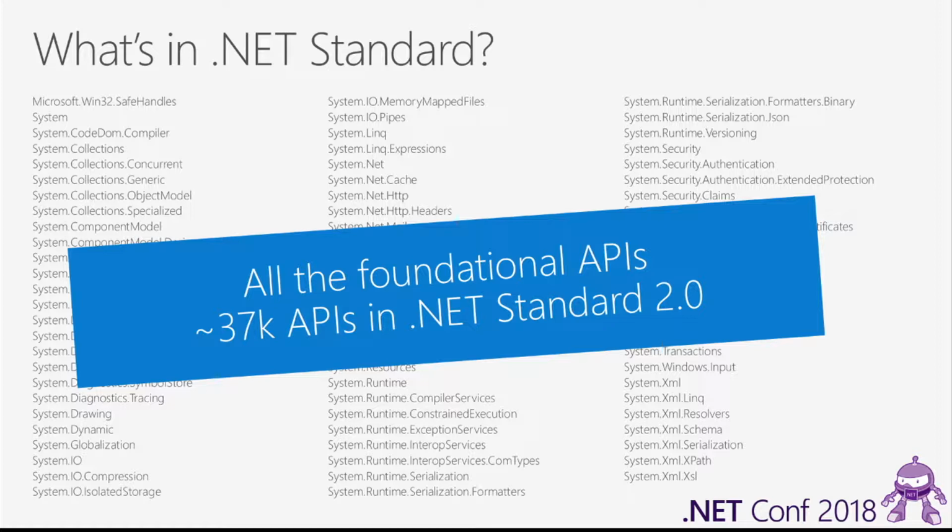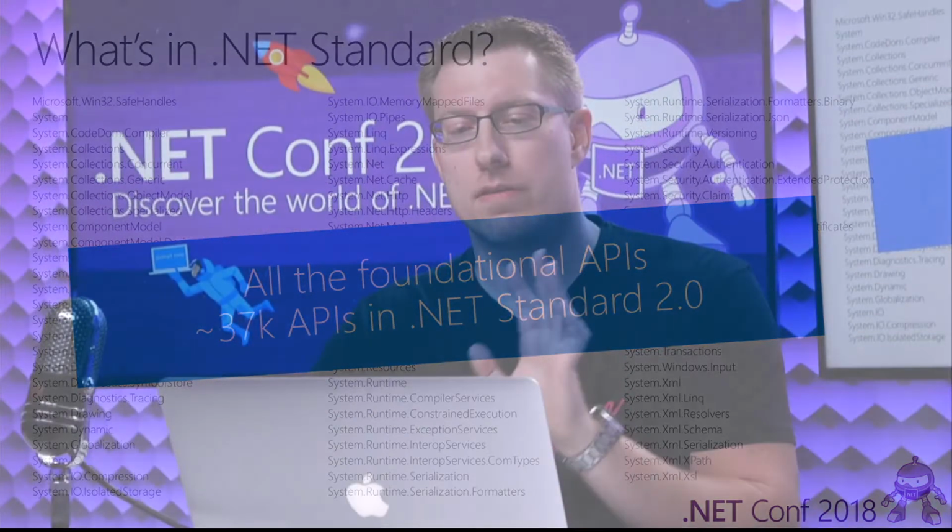And with .NET Standard 2.0, we have about 40,000 APIs or something like that. So it's very, very rich compared to, let's say, portable class libraries and other experiences we had in the past to write reusable libraries. So it is truly a really cool thing to use.